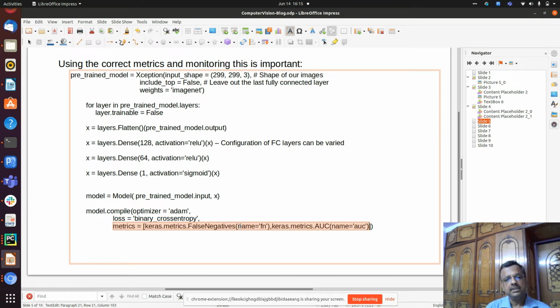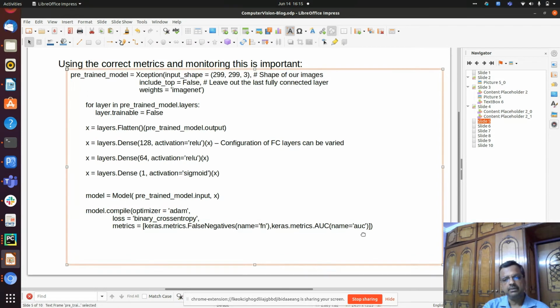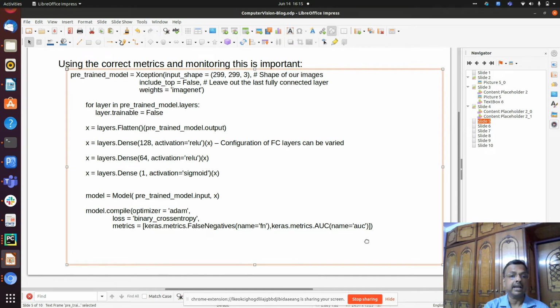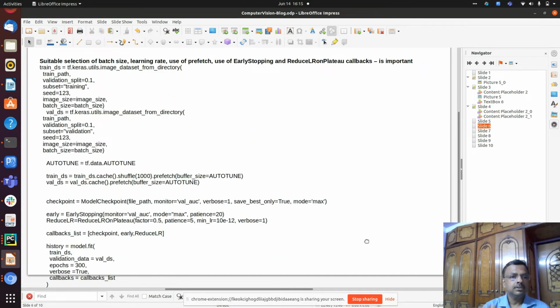So it is important that we state our metrics correctly when we are doing an image classification problem. It could be false negatives, it could be the AUC. Keras provides these facilities, and we can pick them depending on our requirement and not just base it on accuracy. Suitable selection of batch size, learning rate, use of prefetch, shuffle are very important. And the use of early stopping and reduce LR on plateau callbacks are also very important.